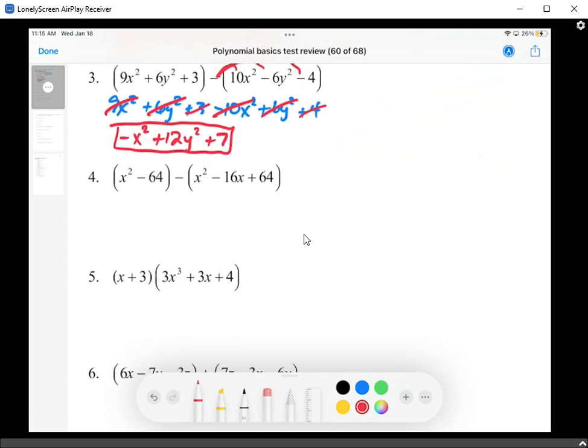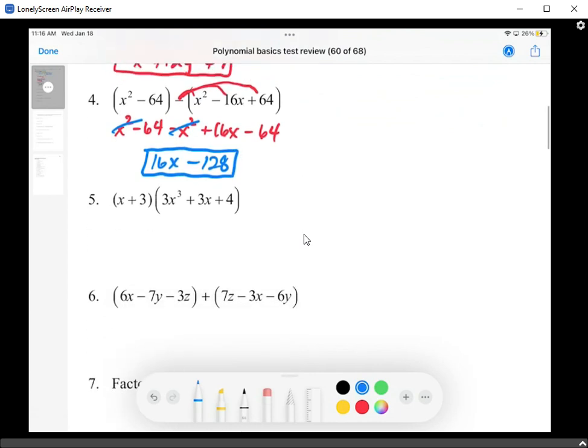Same thing on problem number 4. We need to remember to distribute that negative to everything inside the second set. x squared minus 64 remains the same, but now we're going minus x squared plus 16x minus 64. What I'm seeing first is that x squared and minus x squared cancel each other out completely. But now we've got plus 16x. That one's all by itself, doesn't have anything to combine with. Minus 64 and minus 64 would make it minus 128 when we've combined everything.